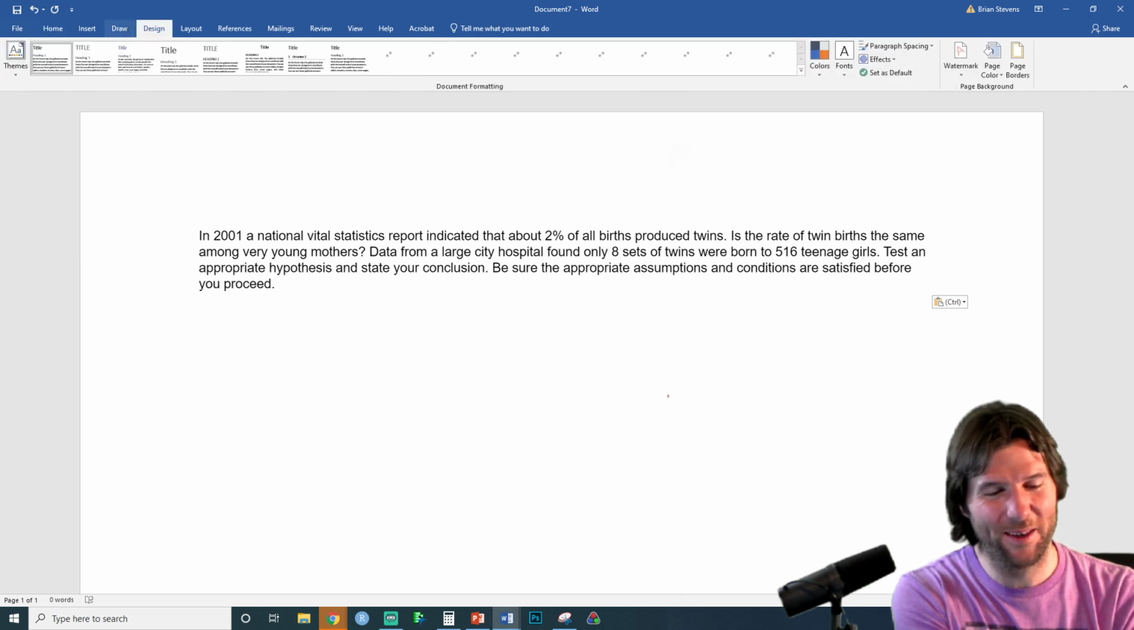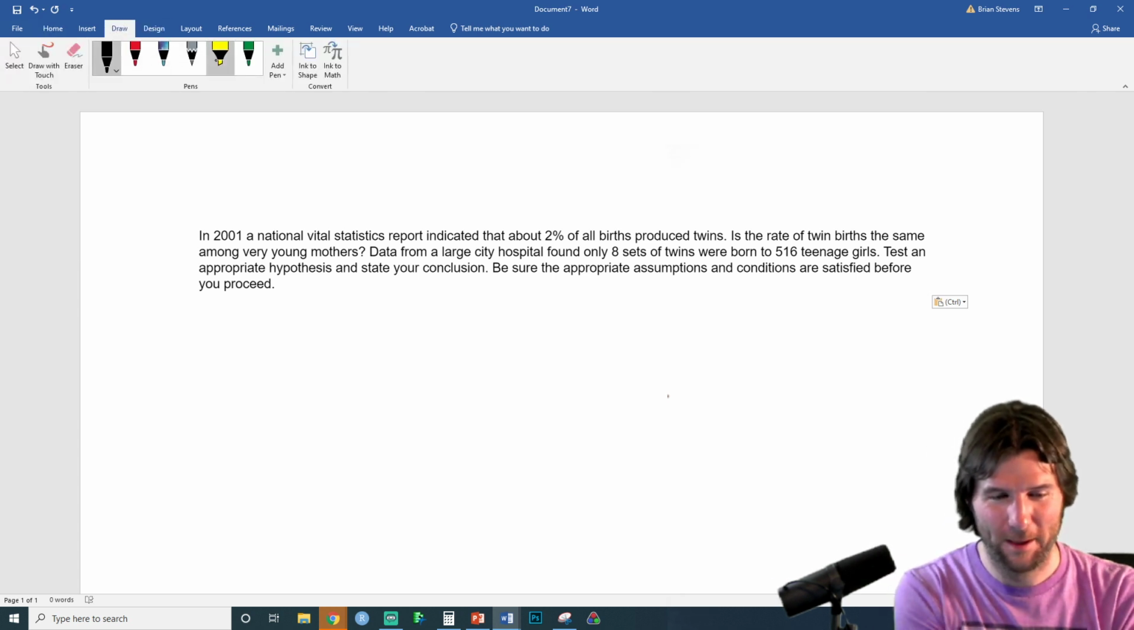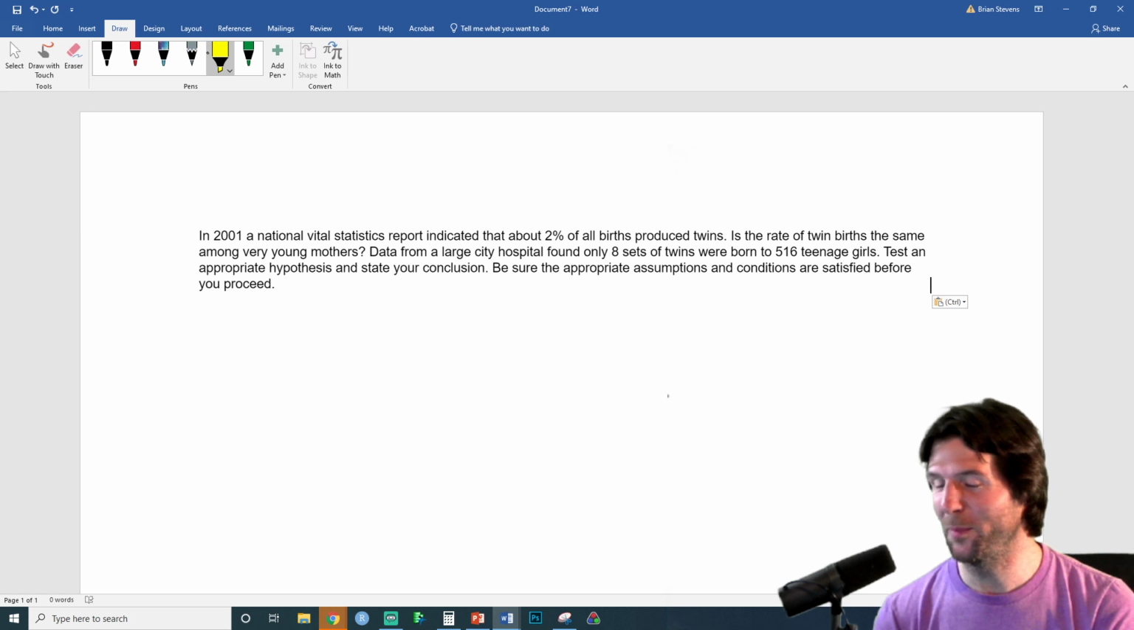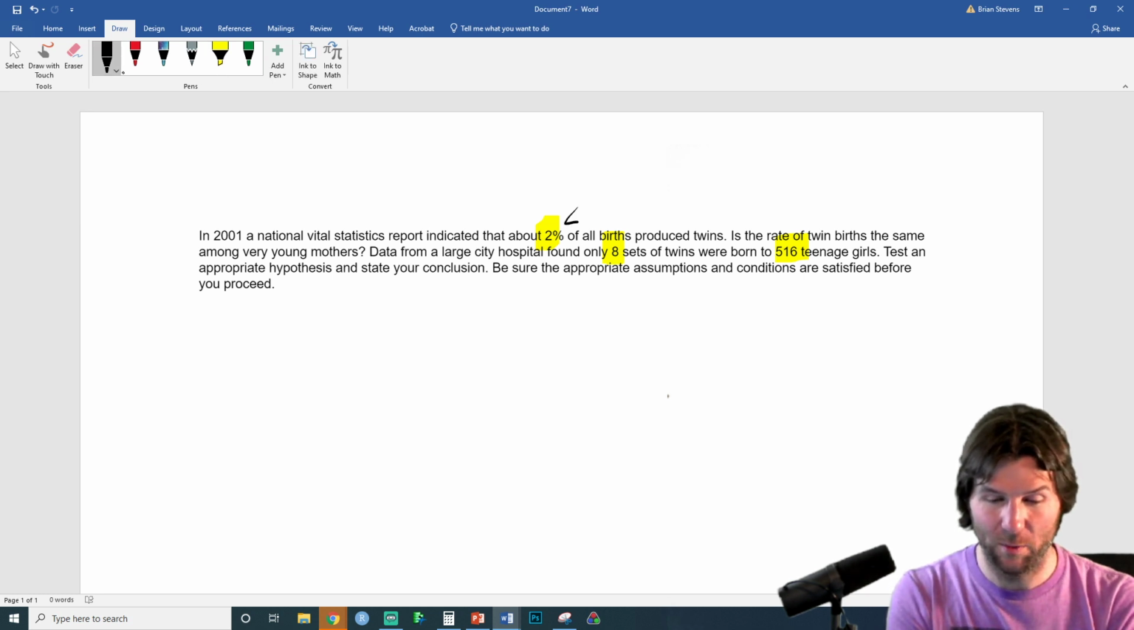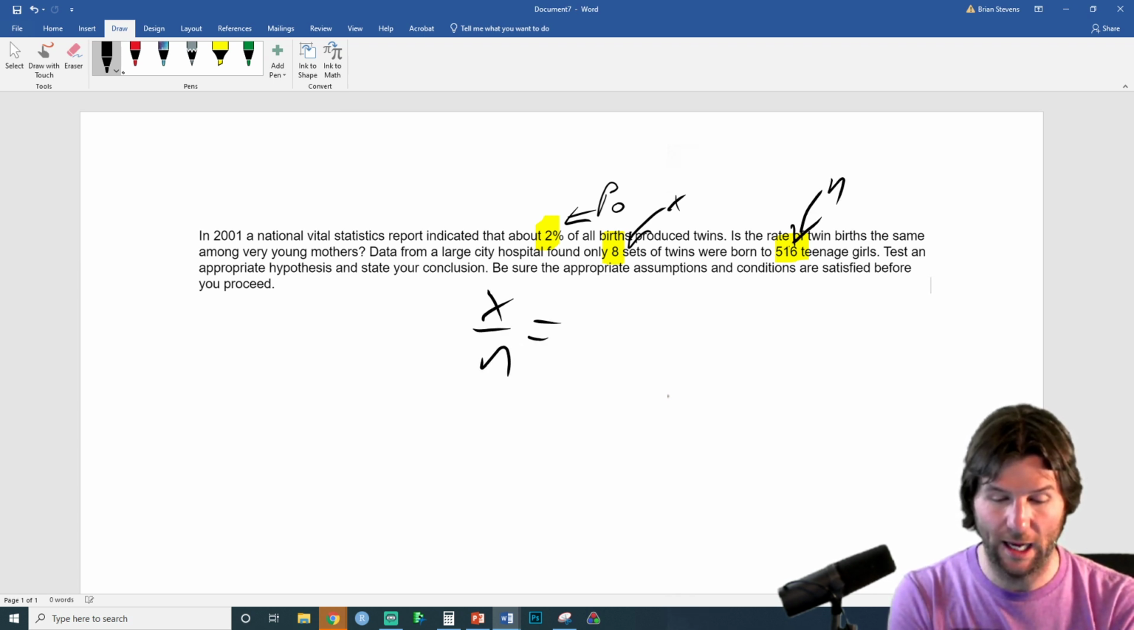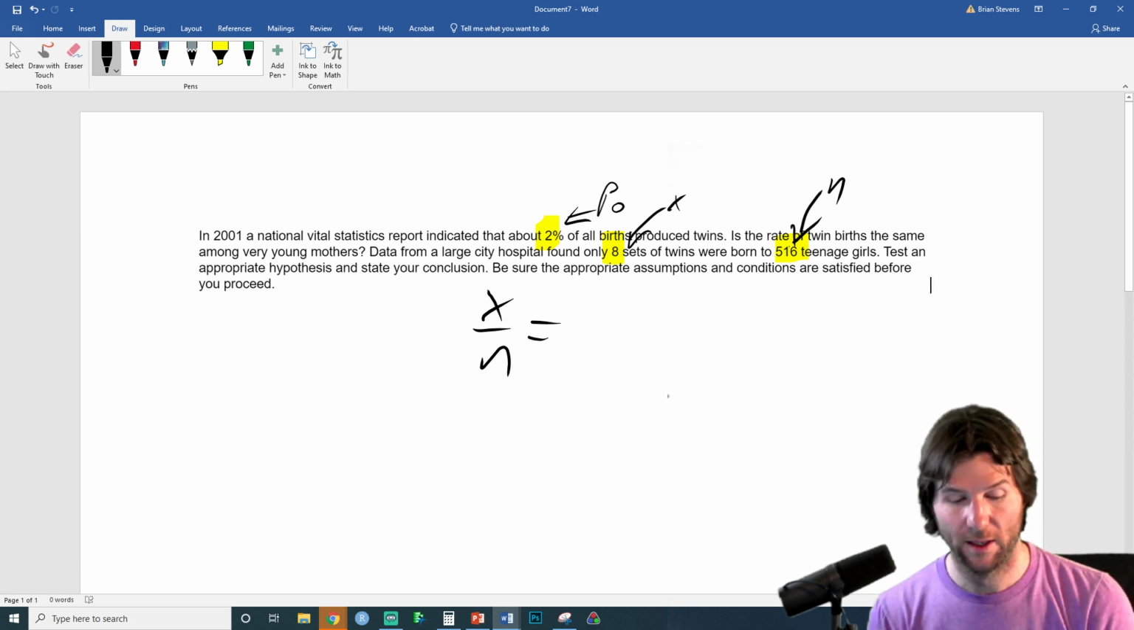So when we do this problem right here, let's identify the notation in it. Remember, when the p-value is low, reject the null. When the p-value is high, just let it fly. Don't reject that null. So we're identifying all the notation right here. This is going to be P naught, this is going to be X, and this is going to be N. From X over N, we can get P hat. So let's go ahead and solve for P hat right here.